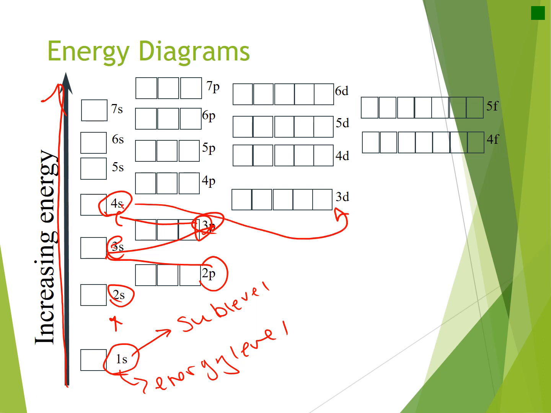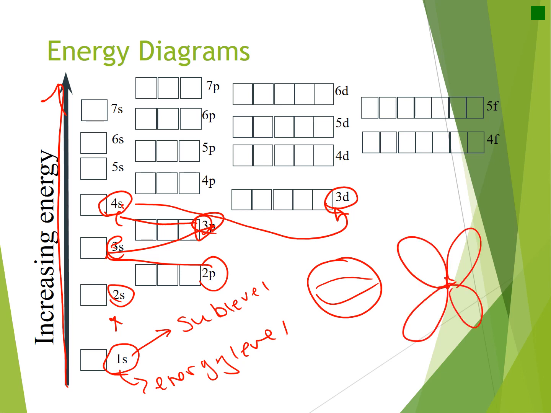And then you go to 3D, so you actually go back down in energy level. But because of the difference in shapes and the overlaps and stuff like that, S, which has this spherical shape, has a lower amount of energy for 4 than the 3D one, which has that 4-leaf clover shape. So it's not like it always goes energy levels, then sublevels.